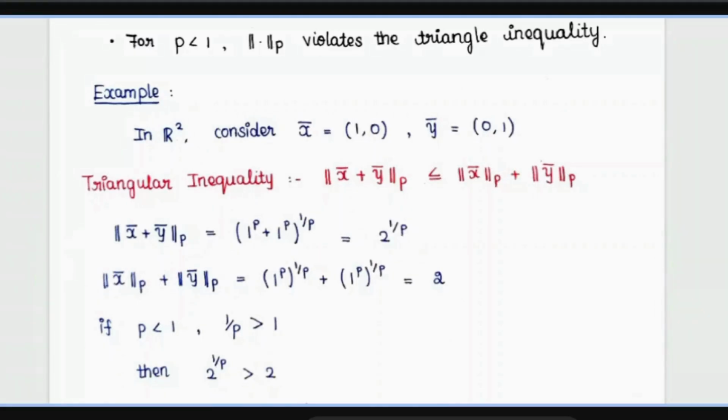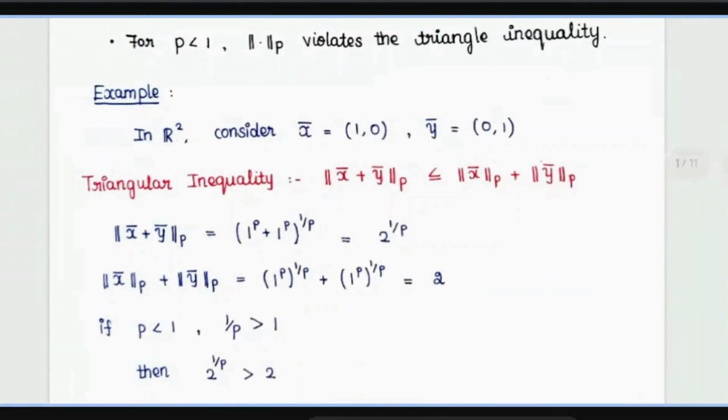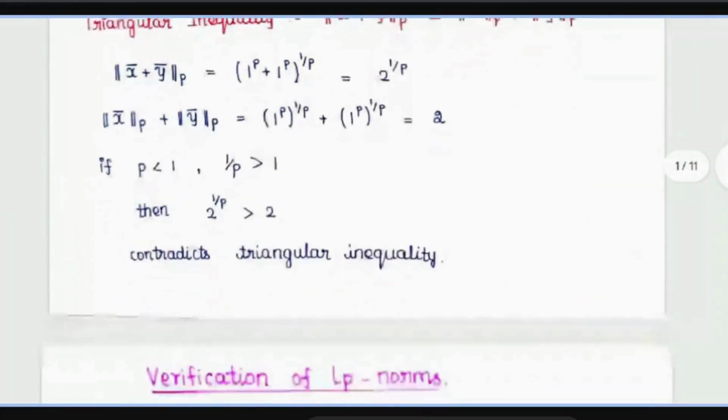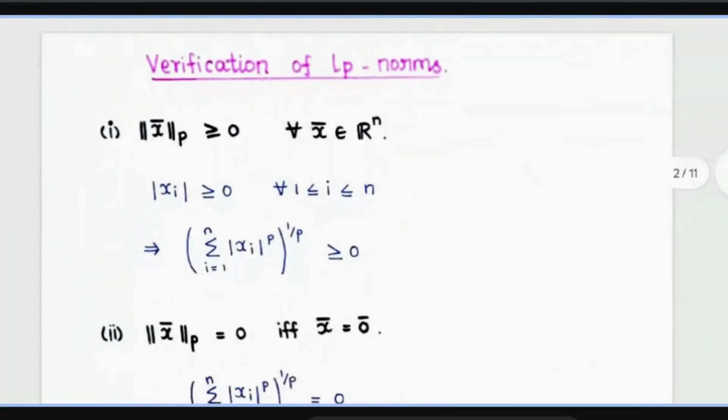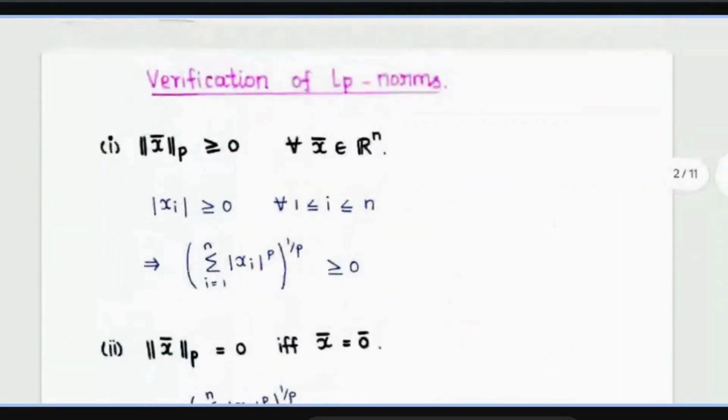Since we consider p less than 1, 1 by p will be greater than 1. So obviously 2 to the power 1 by p will be greater than 2, which violates the triangle inequality. So we cannot define this Lp norm for the p less than 1 case. Now, as I already said, if we are defining a norm on a vector space, it should satisfy 4 properties. The following are the 4 properties. Let's verify them one by one.